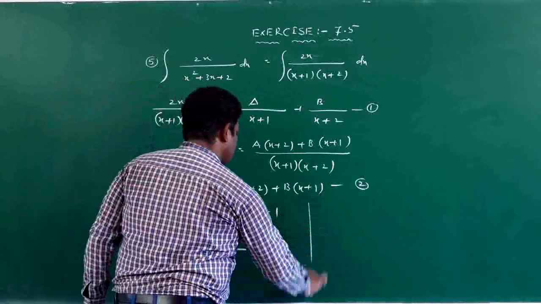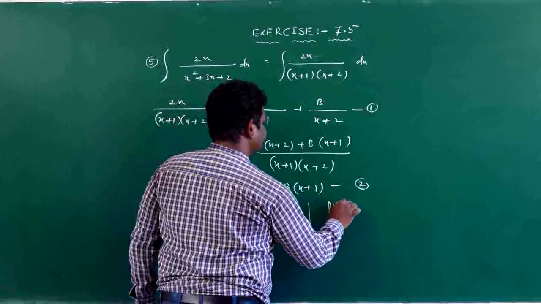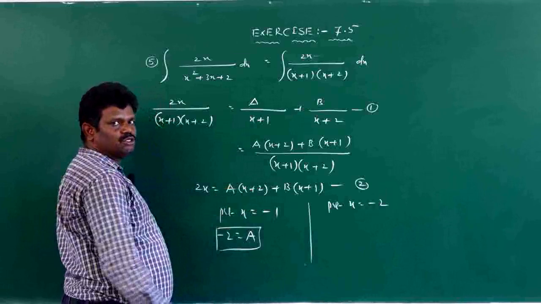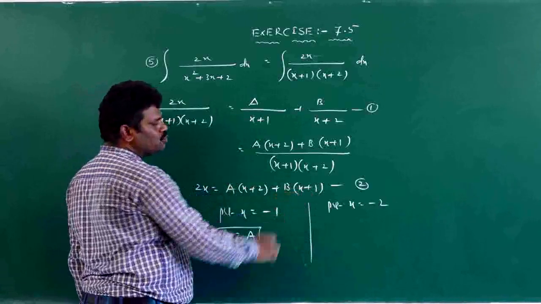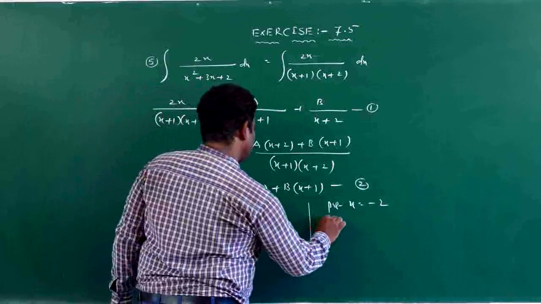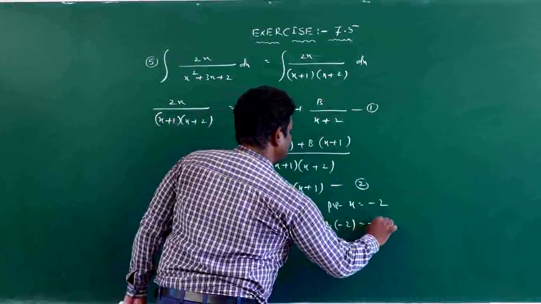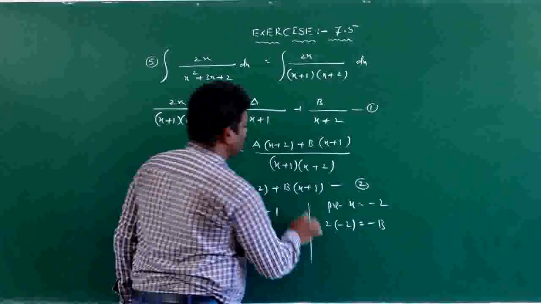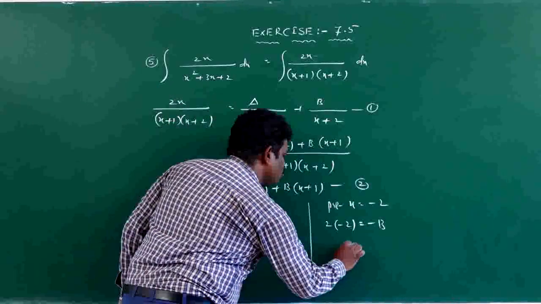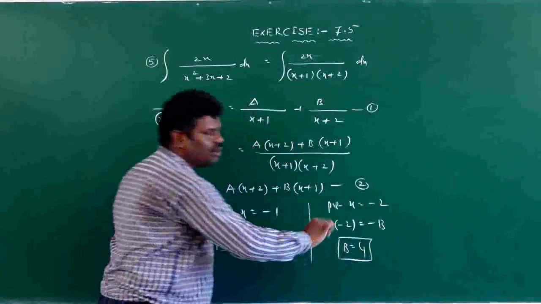Next, what we did here: put x = -2. Now this value becomes -2 + 2, 0, and -2 + 1, -1. Then 2 into -2 is equal to -b, so -4 = -b. Then b is equal to how much here? 4. b is equal to 4.